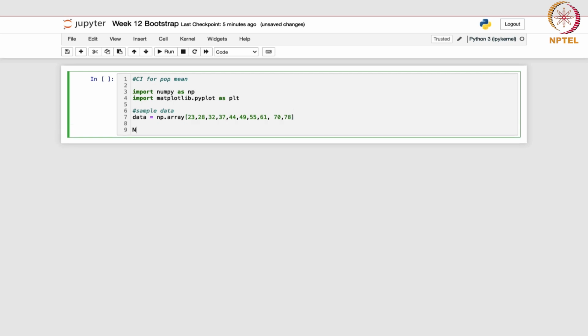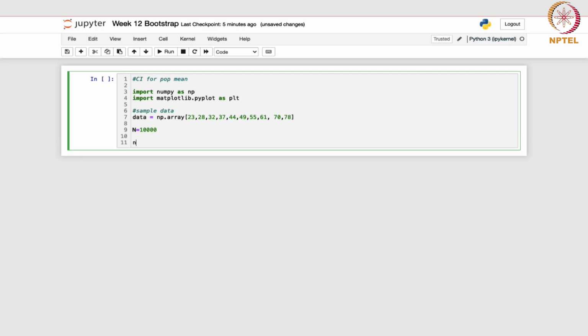Next, let us specify how many bootstrap samples we need. Suppose we need 10,000 bootstrap samples. So it will set the number of bootstraps to 10,000. This is the number of times the resampling process will be repeated.